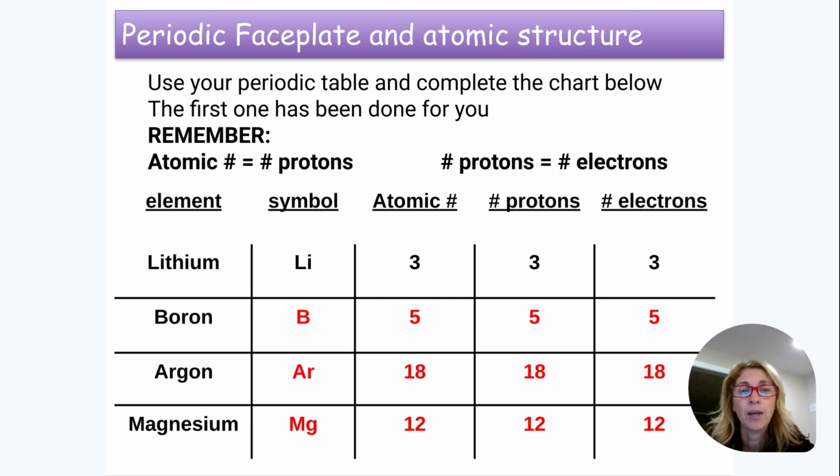Here you go. Here are the answers. I hope you've gotten them all correct. Again, remember with boron, we find boron element B. The atomic number is 5. The atomic number tells you the number of protons, so the number of protons is 5. In a neutral atom, if there are 5 positive protons, there must also then be 5 negative electrons, so the atom is neutral and the net charge is 0. The same applies for both argon and magnesium.